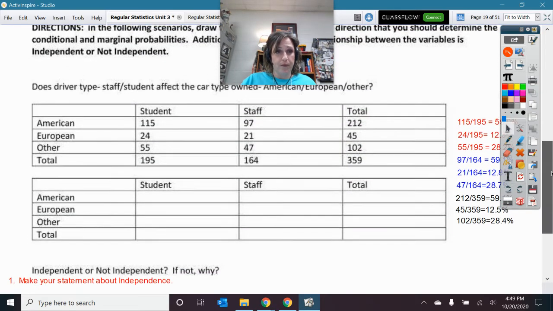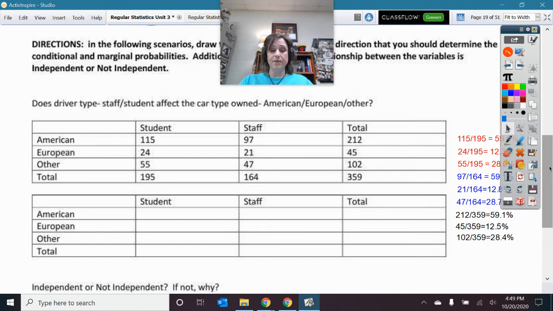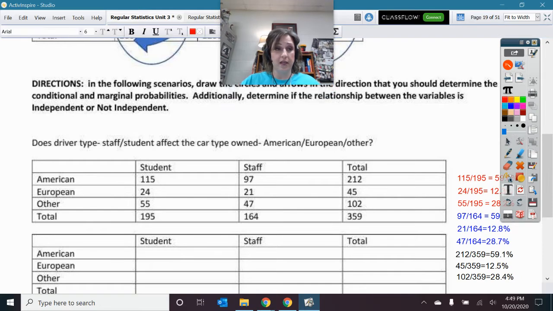Okay, so here we have this problem here. So this is asking, does the driver type, so does whether you're a student or a staff member, affect the rate at which you own a certain type of car, American, European, or other origin? Okay, so here's the question that I want to pose to you. Do you think the type of driver affects the type of car you own, or the other way around?